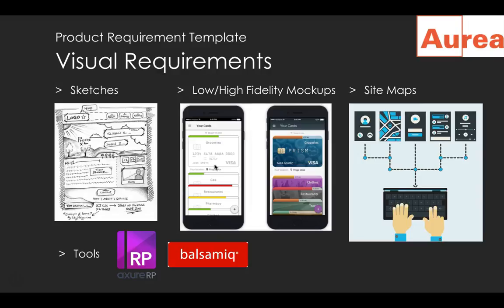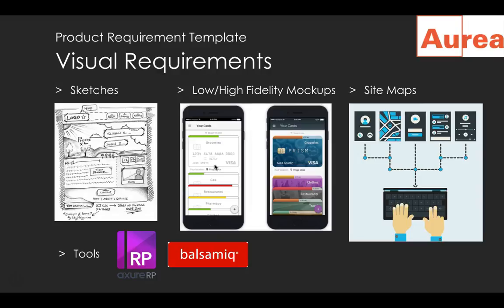Next is the visual requirements. Visual requirements are very valuable to support the stories. So we can start with sketches, simple hand-done sketches, or whiteboard sketches, and subsequent to that we can create low fidelity or high fidelity mockups depending on what the need of the product is, or the development team's need is.